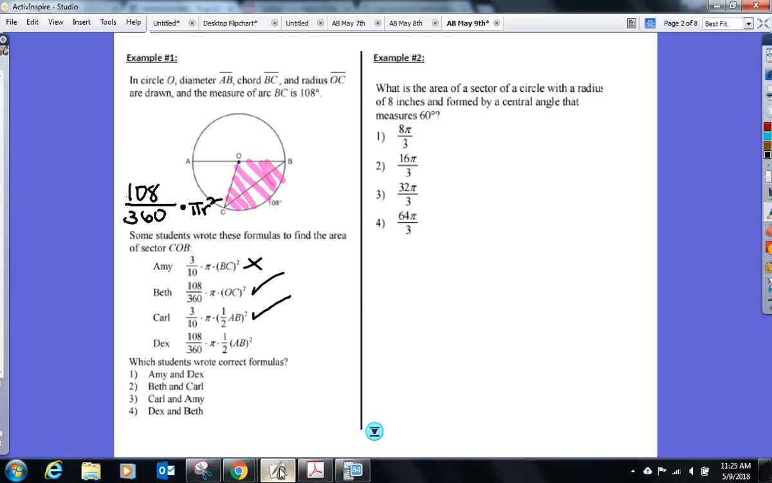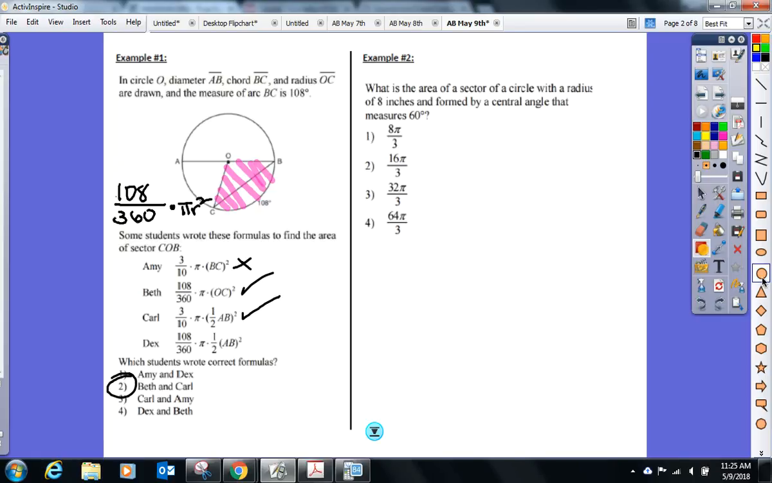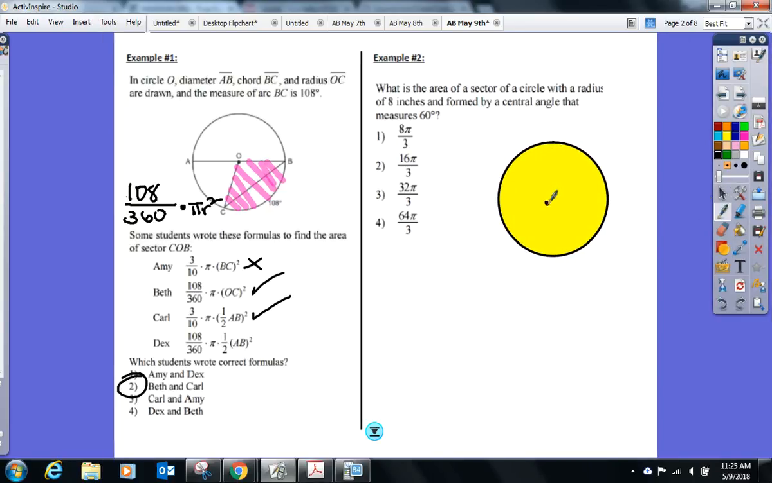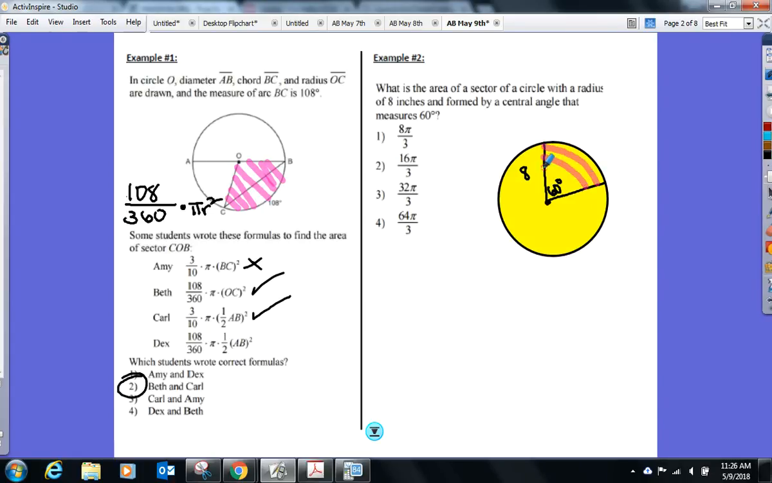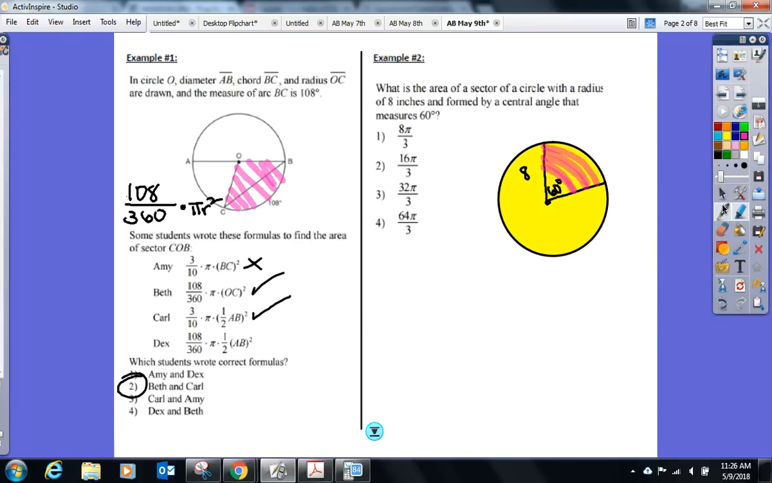All right, so Beth, Carl, here you go. Questions? Okay, next up. Area of the sector. Radius is 8. Central angle, 60. Okay, let's see what this looks like. You guys can just plug in if you want. I just like a diagram here. So 8 inches, 60 degrees. What's your sector area?